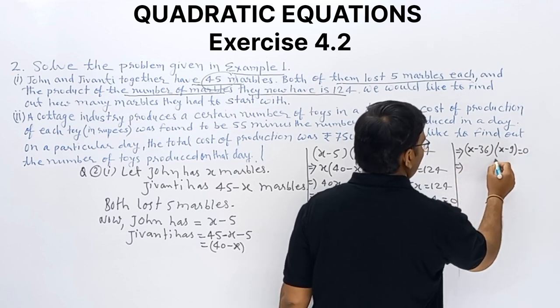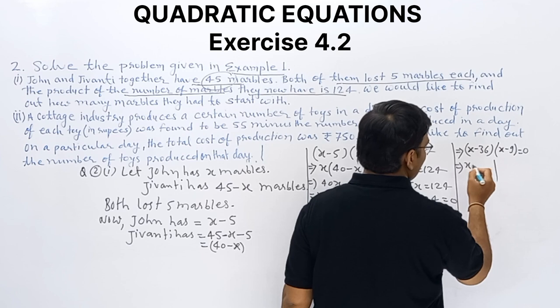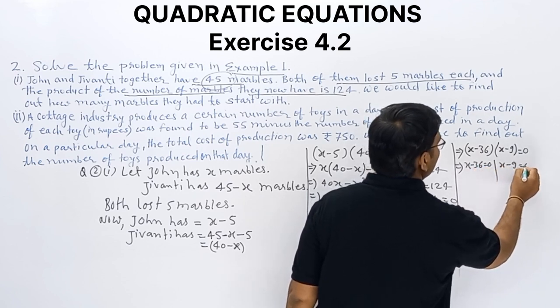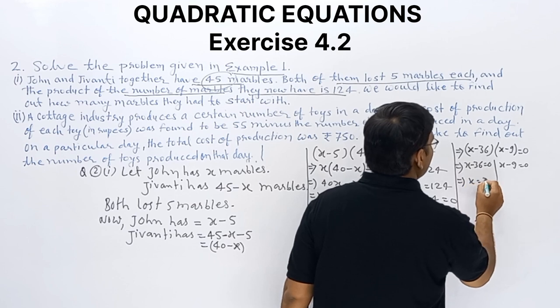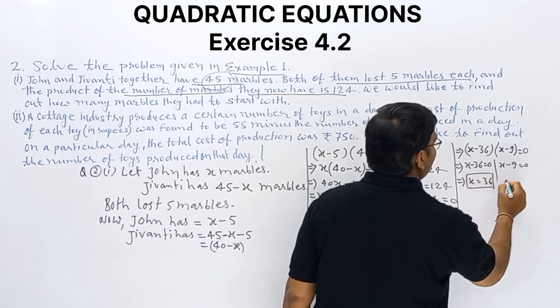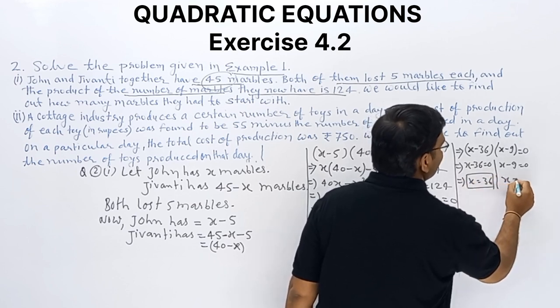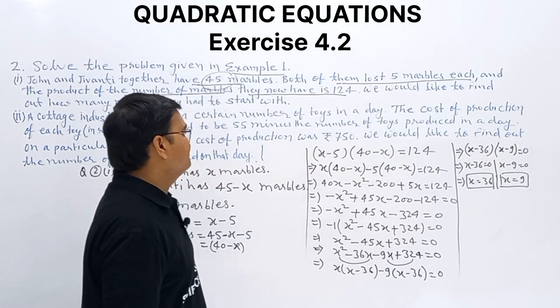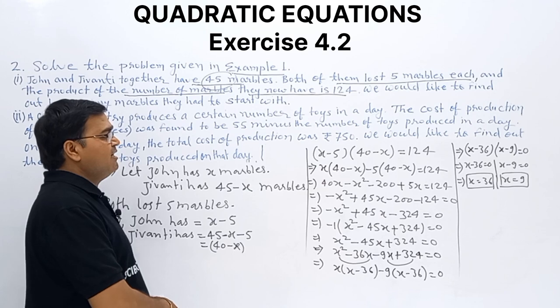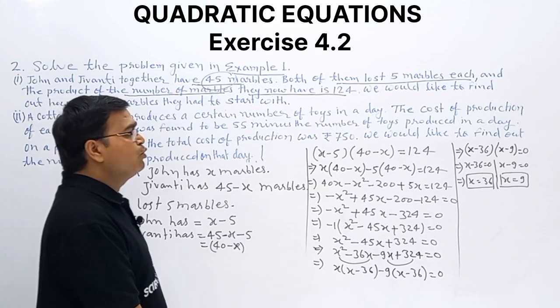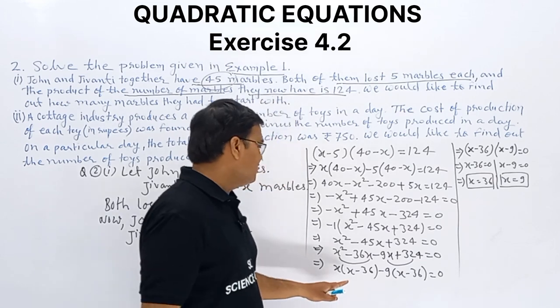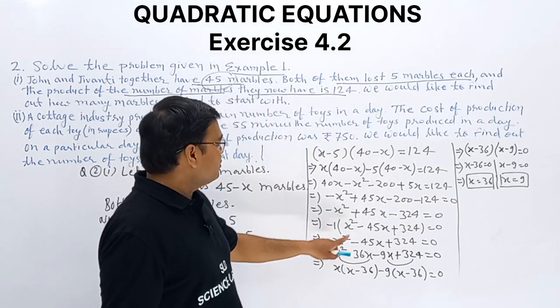So factorize and solve this one: x minus 36 equal to 0 and x minus 9 equal to 0. So x equal to 36, and in this factor x equal to 9. It means we are having x equal to 9 and x equal to 36. Two values we are having. Are you getting? Whole thing is correct or not?